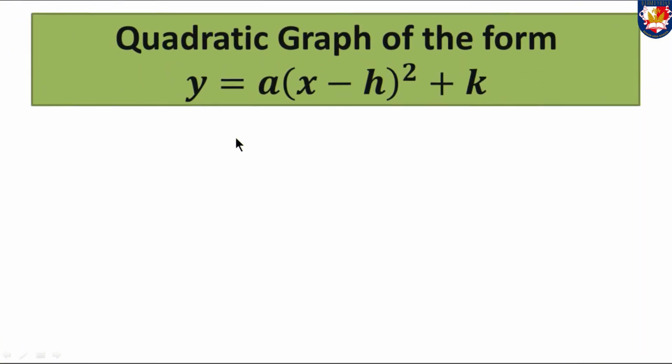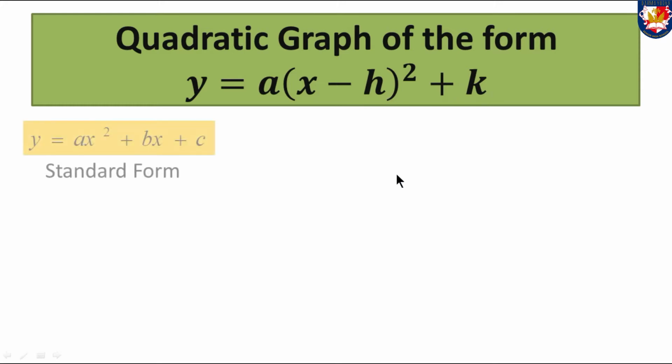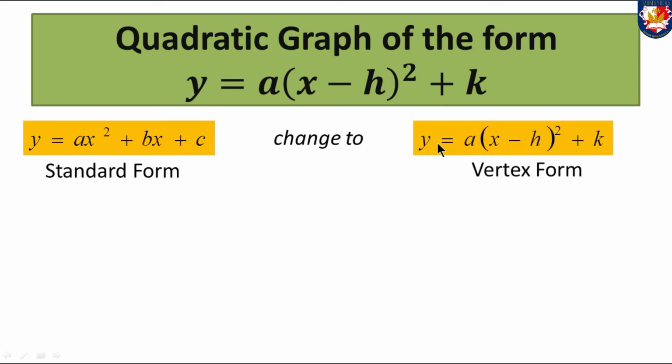Now we're going to learn how to make a quadratic graph of the form y equals a multiplied by the square of x minus h, plus k. As we know, this is a standard form of quadratic equation, y equals ax squared plus bx plus c. We can change this into the vertex form. This is what I call vertex form: y equals a multiplied by the square of x minus h, plus k.